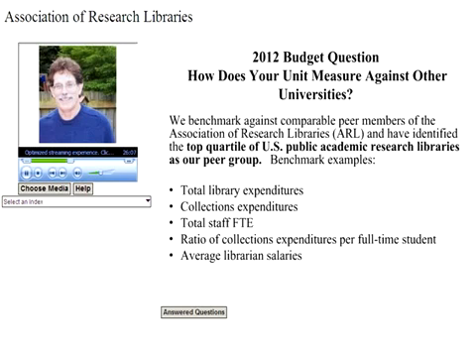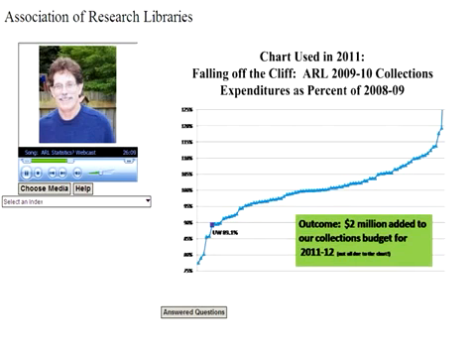As I mentioned, we want to make our points simply, graphically. This is a chart that we actually used the preceding year, 2011, which we said we want to show that we're falling off the cliff. And what this did was very simple. We took ARL 2008-09 collection expenditures, and then 2009-10, and we just did the scatter plot for all of the libraries. And indeed, we were falling off the cliff.